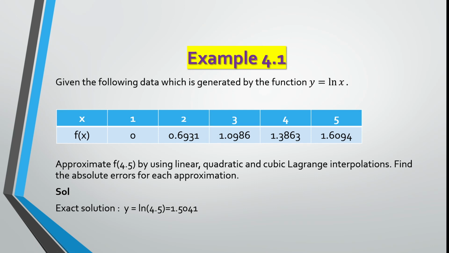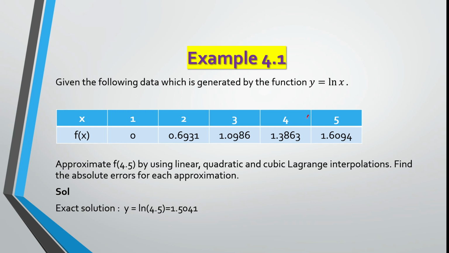I should change it to 3. Never mind. So example number 1. We have data actually generated by the function y equal to ln x, rounded to 4 decimal places, for x from 1, 2, 3, 4, 5. We want to approximate f(4.5). So this is where we need to use interpolation. If I say approximate f(4), you can directly read from the table. So when x is 4, this is the corresponding y value.